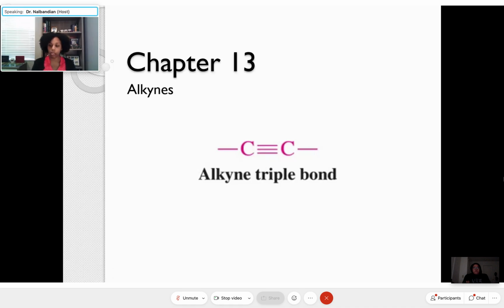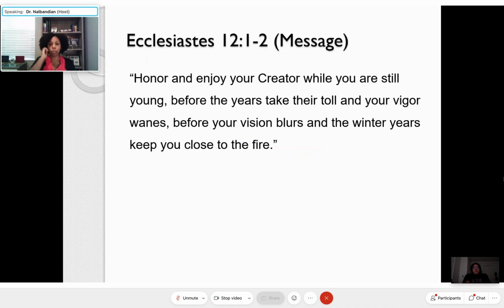All right, so here we are going to talk about a new functional group, but before we get into that, let's look at Ecclesiastes 12. It says, honor and enjoy your Creator while you are still young, before the years take their toll and your vigor wanes, before your vision blurs and the winter years keep you close to the fire. So make sure that even now you're saying, let me go to the Creator, let me honor Him, and let me enjoy Him, enjoy the Creator while you're still young.